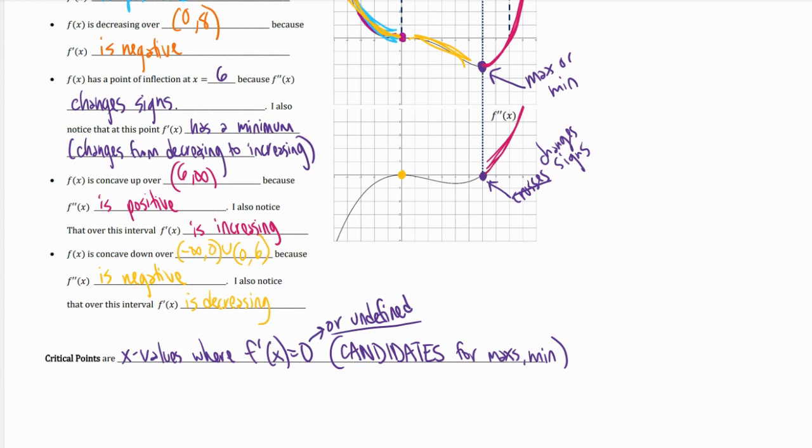Because you can have a critical point where f prime is undefined, and that could be a max or a min. So for example, let's say you have a negative absolute value function. This is a maximum even though f prime is undefined at that point. This is not a slope of 0. This is an undefined slope. So if f prime is undefined, it is also a candidate for a max or a min.